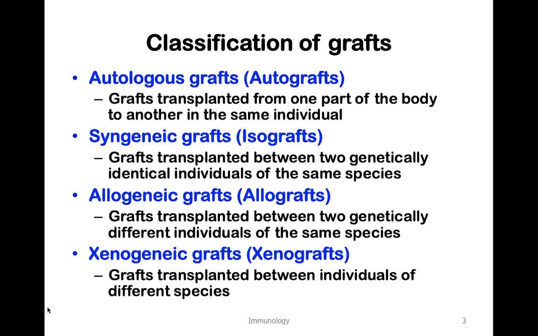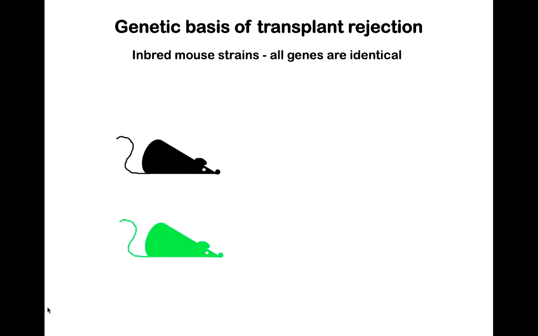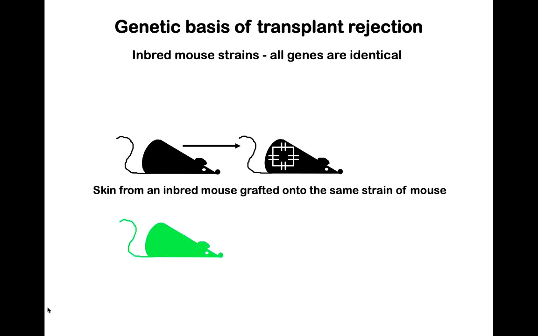So you can see this is an autograft within an individual, then an isograft between identical twins, then an allograft which is between non-identical individuals, and then a xenograft which is done between different species. Now we'll come to the basis of transplant rejection. We have inbred strains of mice in which all genes are identical, also known as syngenic mice. Skin from an inbred mouse grafted into the same strain of mouse is accepted, and there is no rejection in this case.